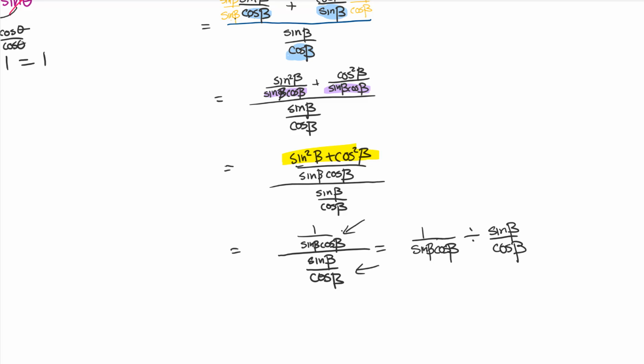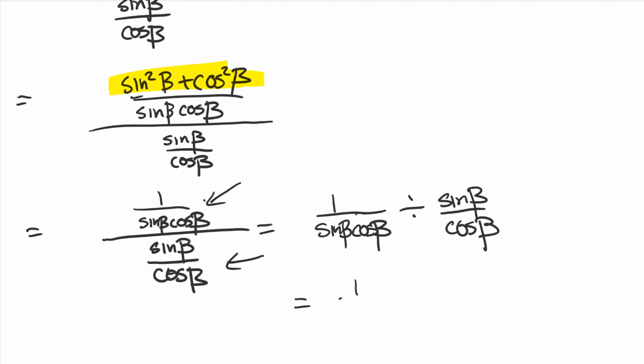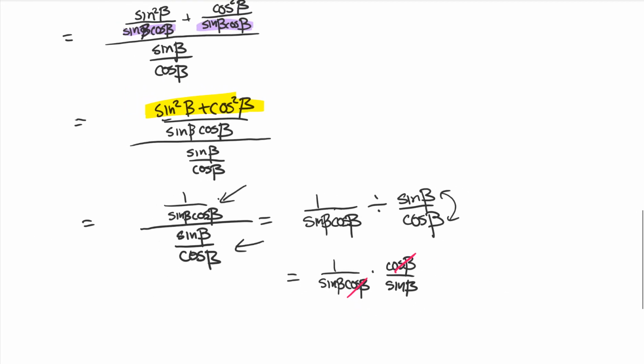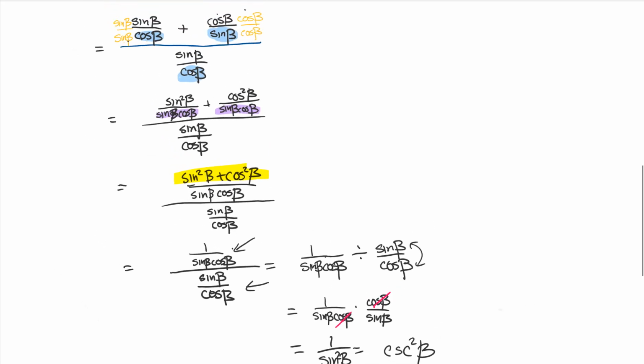We are almost there. So this is equal to 1 over sine beta cosine beta times, we flip that over, right? That's the division. We flip it over. Cosine beta over sine beta. And then the cosines and betas go away, just leaving us with 1 over sine times sine. That's 1 over sine squared of beta. And you know what that equals? 1 over sine. That's cosecant. But since it's all squared, we get cosecant squared of beta.